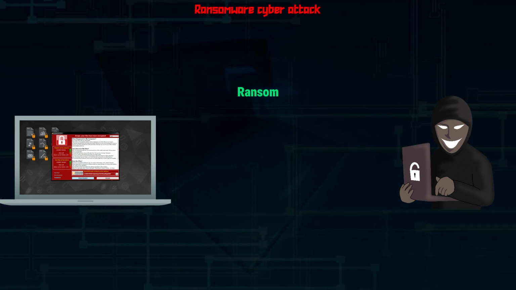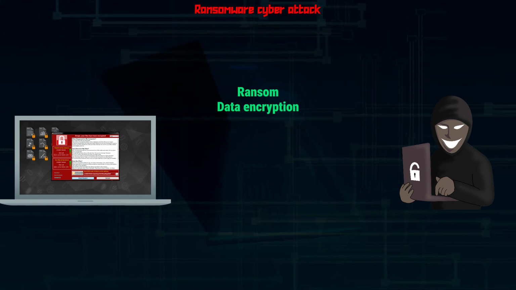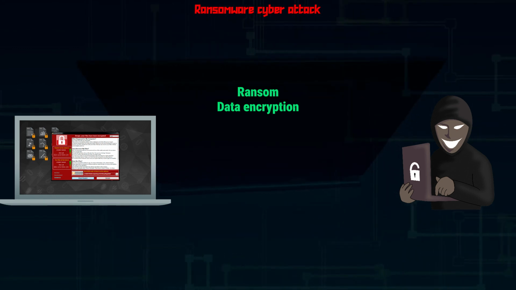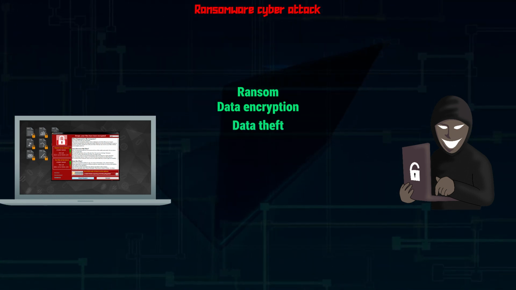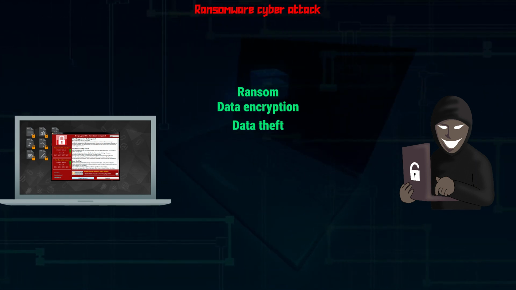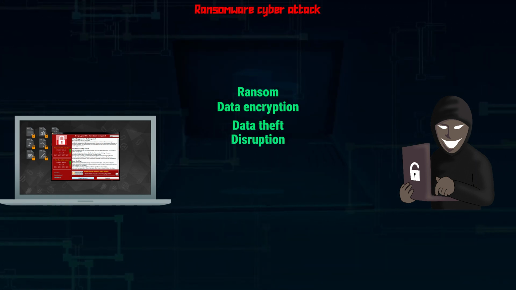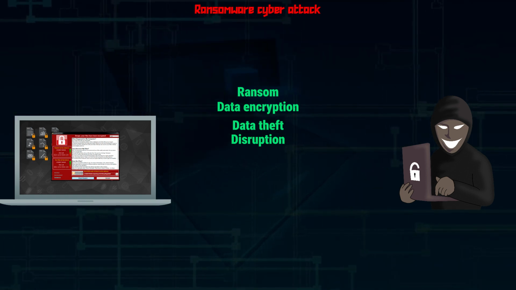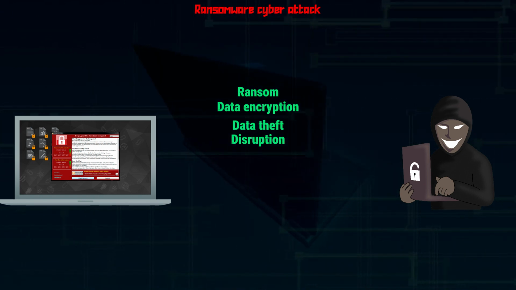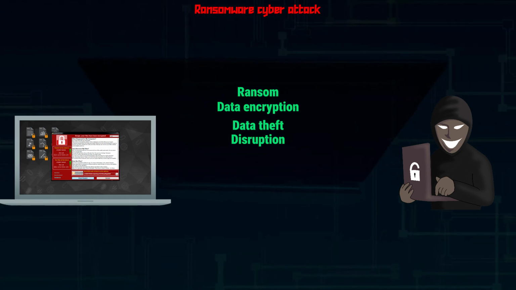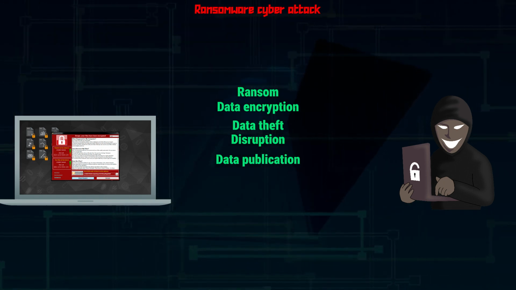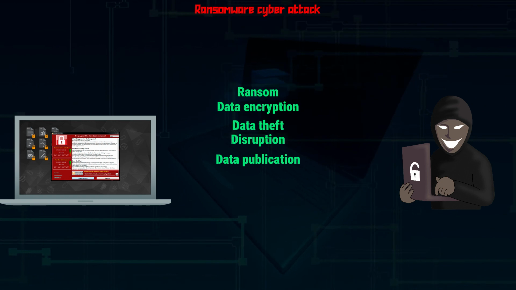Attackers may demand a ransom, extortion payments, or Bitcoin. Data encryption. Some ransomware attacks encrypt data as part of their extortion efforts. Data theft. Ransomware can lead to data loss, which can be irreversible even if the ransom is paid. Disruption. Ransomware attacks can disrupt organizations by rendering files and data inaccessible and taking businesses and services offline. Data publication. Ransomware can threaten to publish sensitive information online.